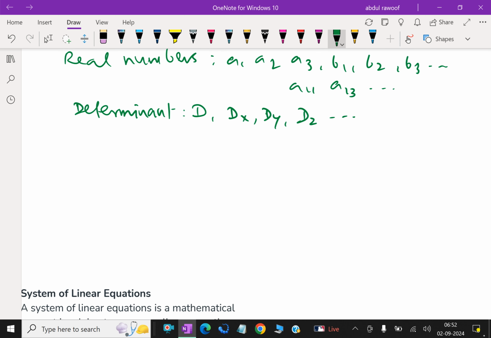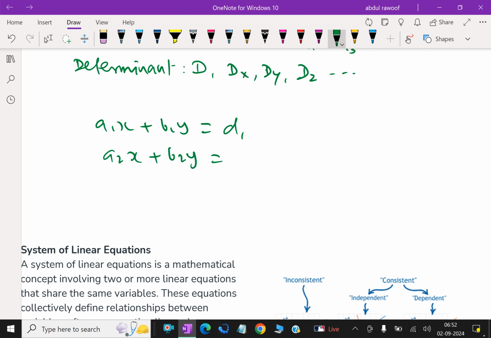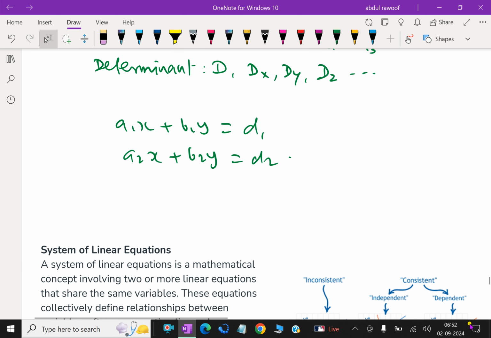Now, the general form of linear equation in two variables, look at here: a1x plus b1y equal d1. Second equation may be written as a2x plus b2y equal d2. Like this. From this we can see what is Cramer's rule.